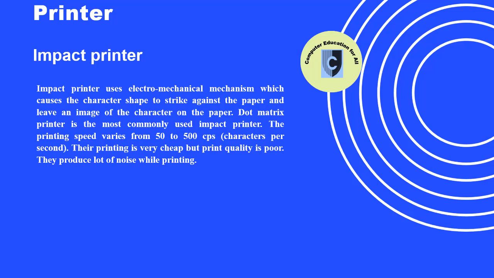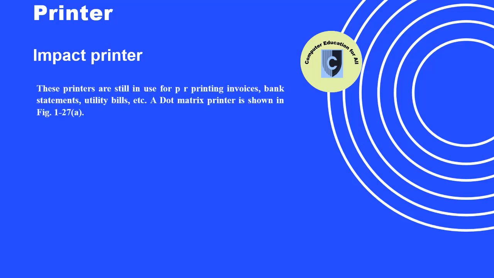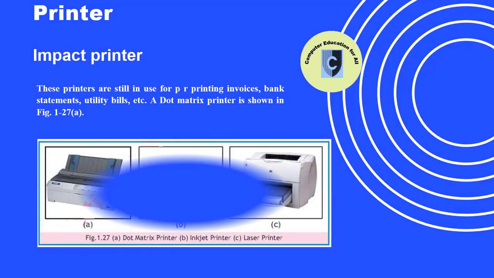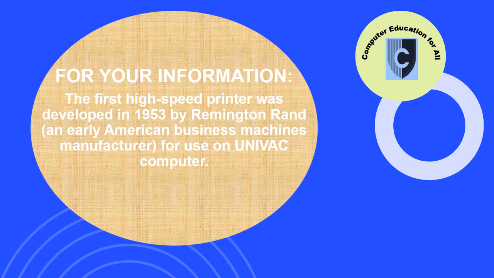Dot matrix printer is the most commonly used impact printer. The printing speed varies from 50 to 500 CPS (characters per second). Their printing is very cheap but print quality is poor. They produce a lot of noise while printing. These printers are still in use for printing invoices, bank statements, utility bills, etc. A dot matrix printer is shown in Fig. 1.27A. For your information, the first high-speed printer was developed in 1953 by Remington Rand, an early American business machines manufacturer, for use on UNIVAC computer.